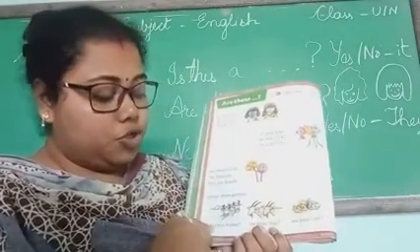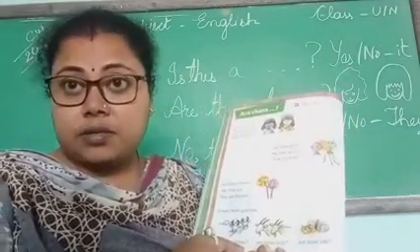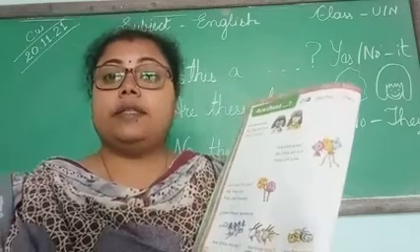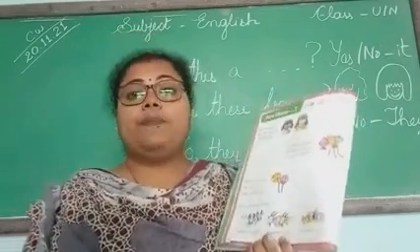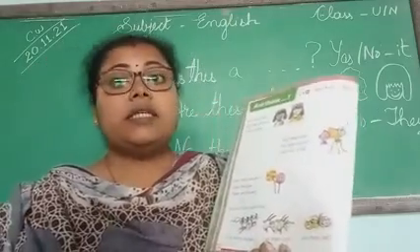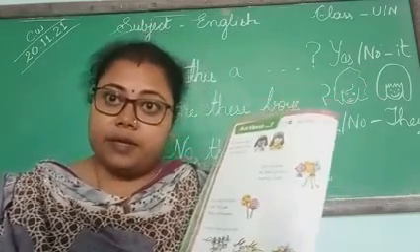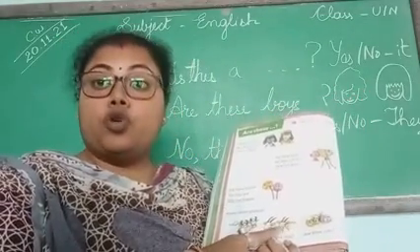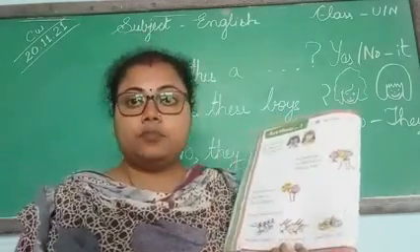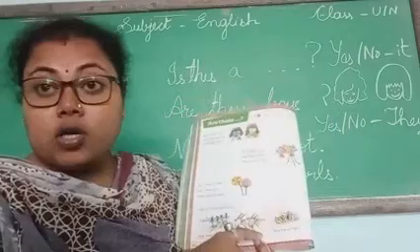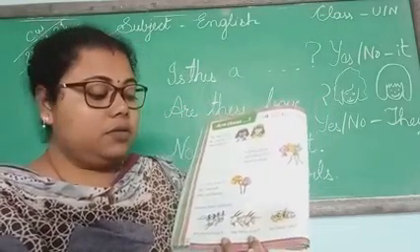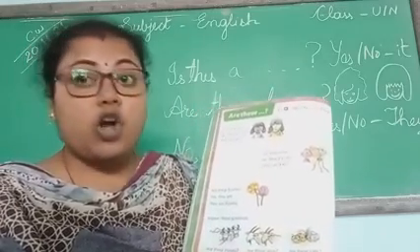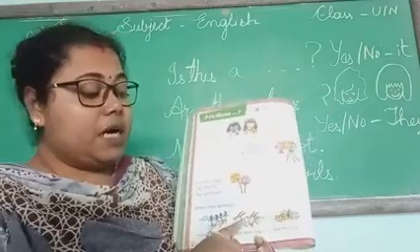Picture of two cows. What is the question? Are these horses? The answer will be no, they are not. They are cows. Okay? No, they are not. They are cows. Understand? Now come to the next picture. Picture of two goats. Then the question is, are these dogs? You are saying these are dogs? No. Then say, no, they are not. They are goats.